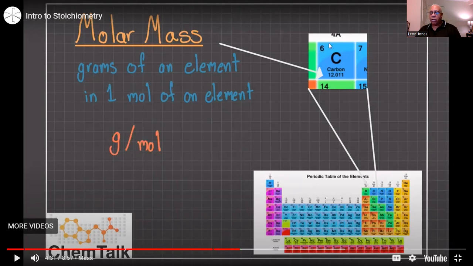This number right here, this 6, is called an atomic number. This C right here is carbon. That's your element. Now, this number is 12.011. That's what we call your atomic mass, and your atomic mass is in grams per mole. That's exactly what he's talking about. Let's continue. This exists for every element on the periodic table.